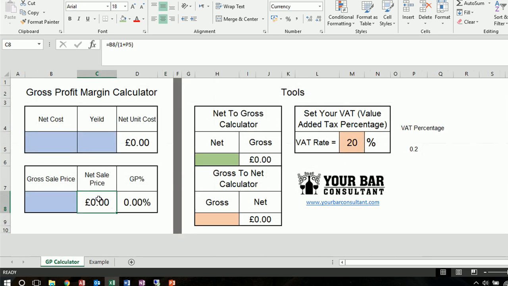Okay, and then our GP percentage, it was what we sold it for minus what we bought it for divided by what we sold it for. And as you can see, I've put some error trap in here as well, so we can write that in.